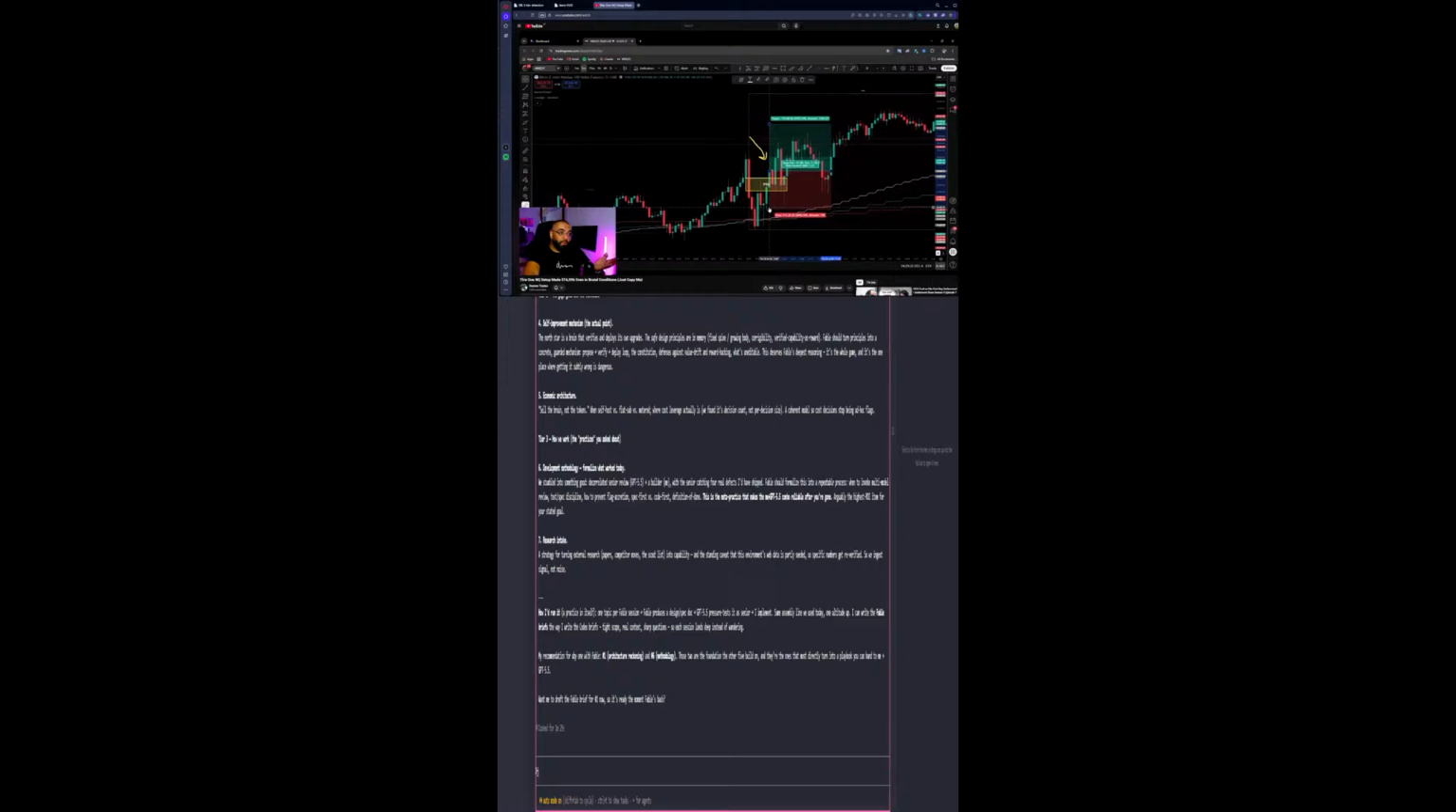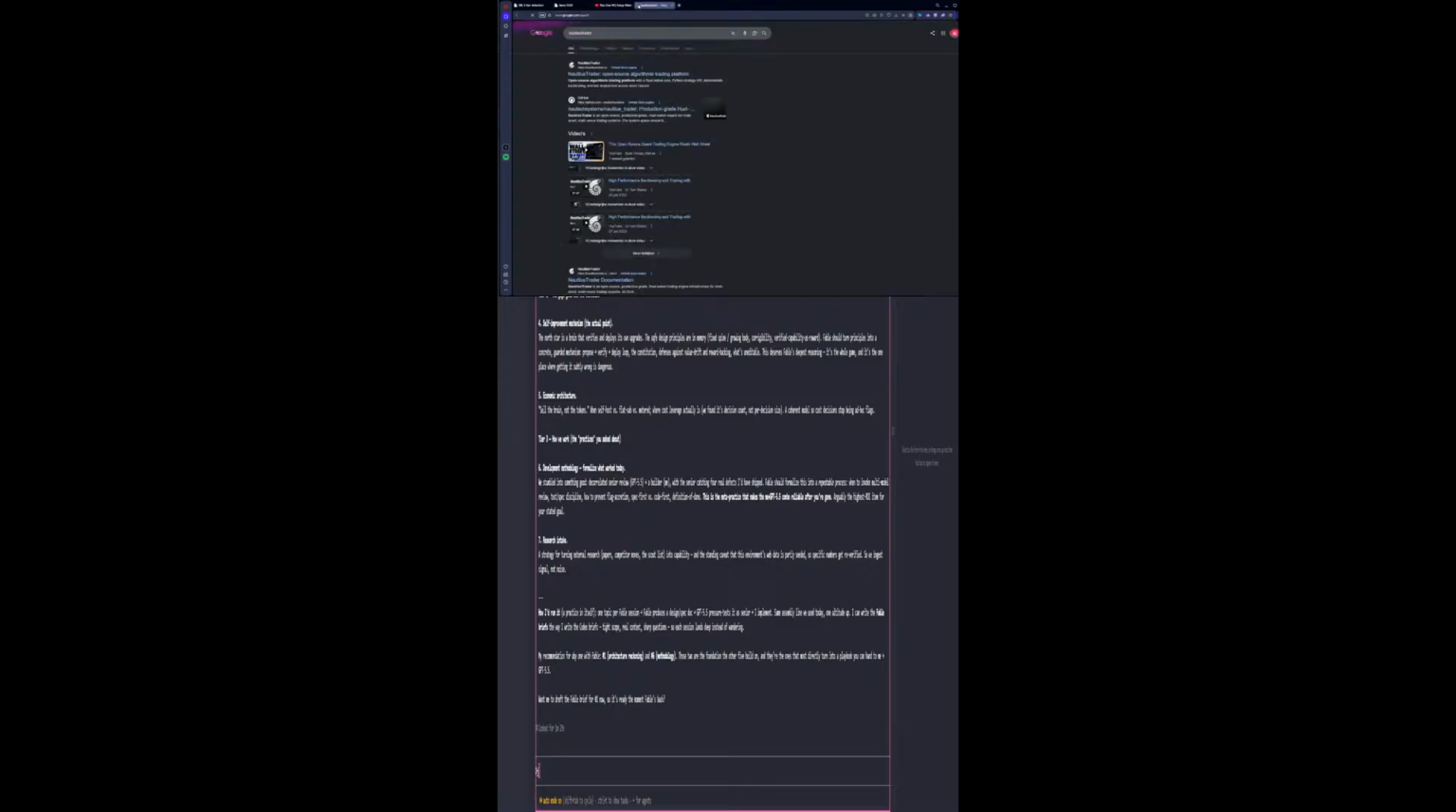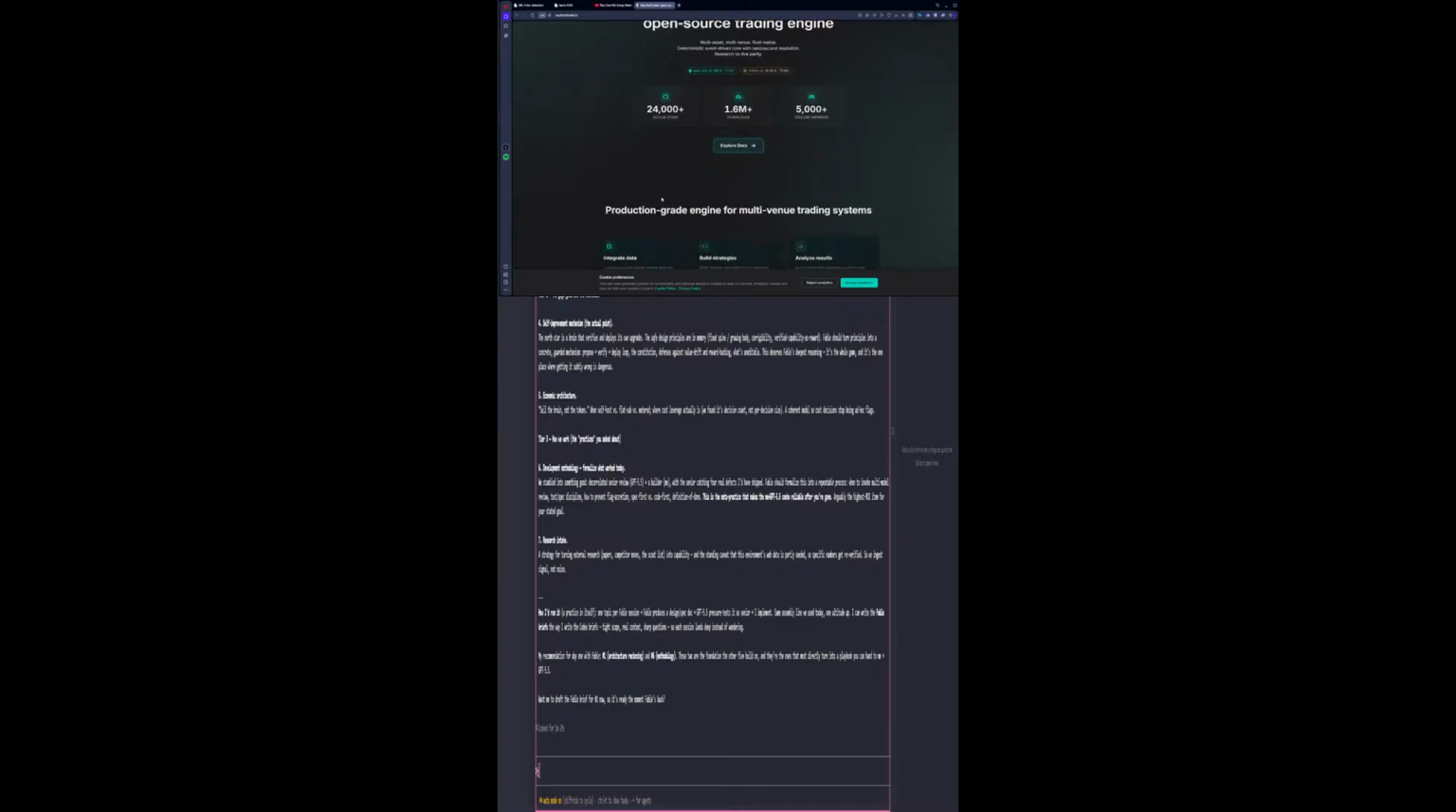I don't know why terminal is so buggy. Do you know Nautilus Trader? No, I do not. I know a lot of websites, but I don't know this one. But I don't need something to backtest, right? Because most of these are garbage.